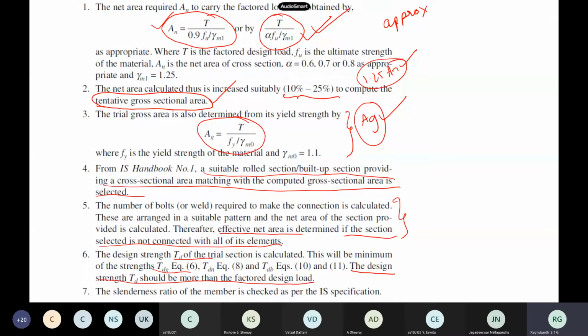Like if 1000 has come, you select a section which is more than 1000. Suppose it is not satisfying, then you select a section which has a higher area and do this again. And finally, this has to be verified for the slenderness ratio. So what is the slenderness ratio for a pure tension? Now you remember that table which I showed you.